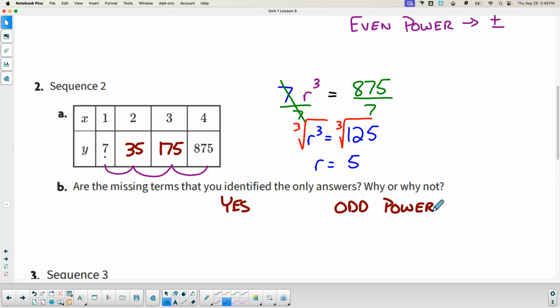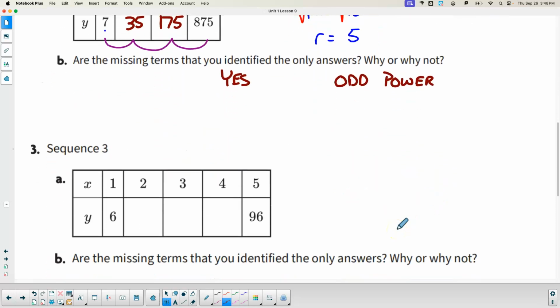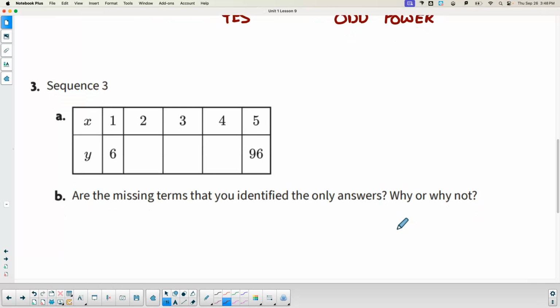What I would like you to do now is I'm going to give you 5 minutes. We're going to pause the video for 5 minutes, and then you're going to do sequences 3 and 4. So pause the video now.